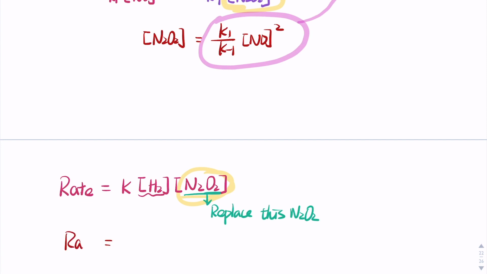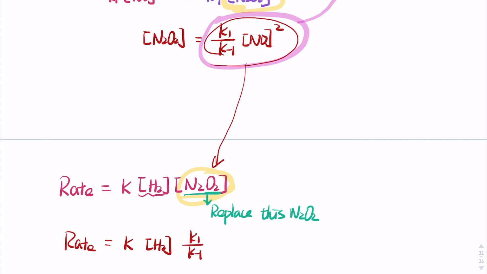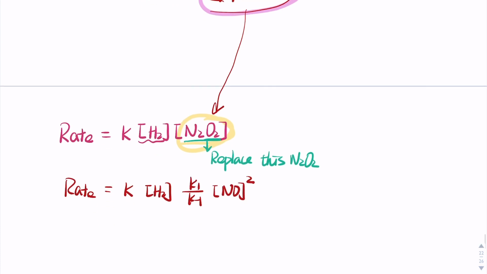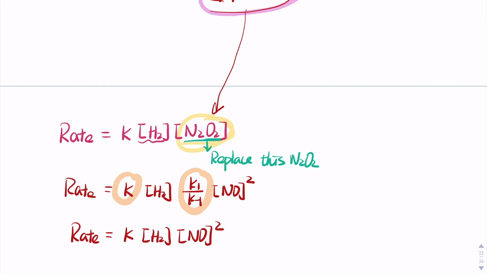So the rate will equal K, that's a constant, times the concentration of H2. Now this bunch will go inside here, so then you have K1 over K minus 1 times NO squared. As we talked about in class, that's a constant, and constants are just numbers, so you can combine them together. After I combine them, I'm just going to use a K, which again just represents a constant. You combine all this, and you have this as the final answer.